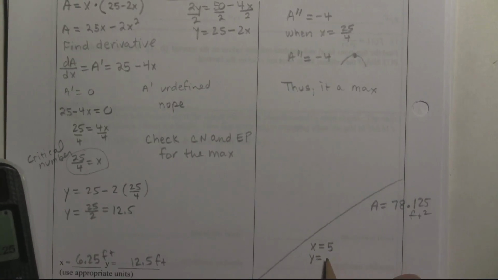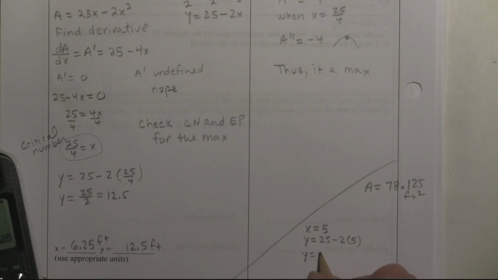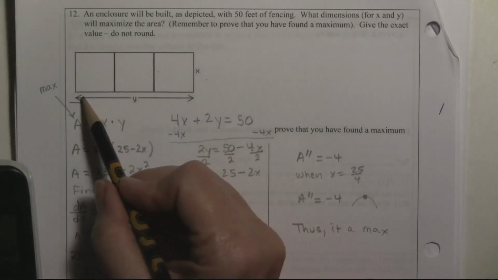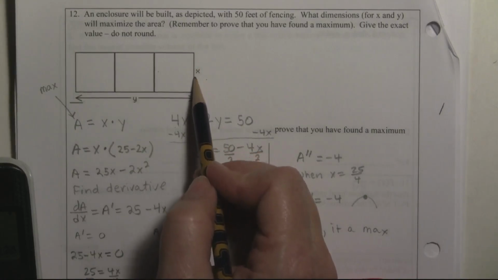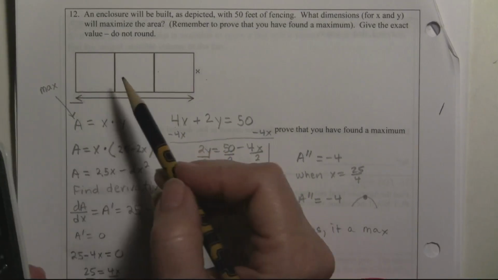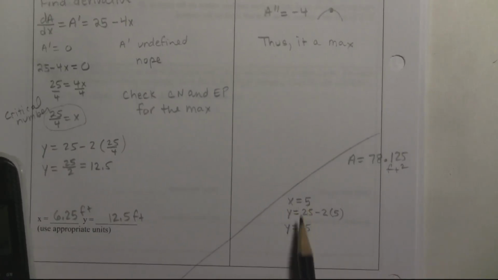So y would be 25 minus 2 times x, which was 5. And so that would be 25 take away 10, which is 15. And then I'm just going to make sure that's using 50 feet of my fencing. So 15 here, 15 here, that's 30. 5 here, 5 here, that's 40. 5 and 5, that's 50 altogether. So I've used 50 feet of my fencing, and I've got this pin that is 5 by 15.